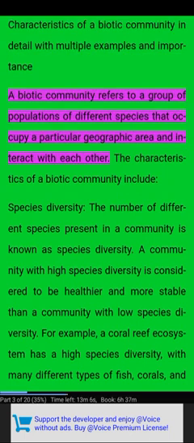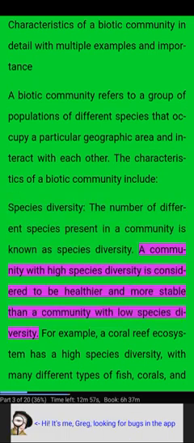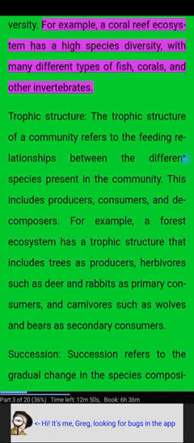A biotic community refers to a group of populations of different species that occupy a particular geographic area and interact with each other. The characteristics of a biotic community include species diversity. The number of different species present in a community is known as species diversity. A community with high species diversity is considered to be healthier and more stable than a community with low species diversity. For example, the coral reef ecosystem has a high species diversity, with many different types of fish, corals, and other invertebrates.